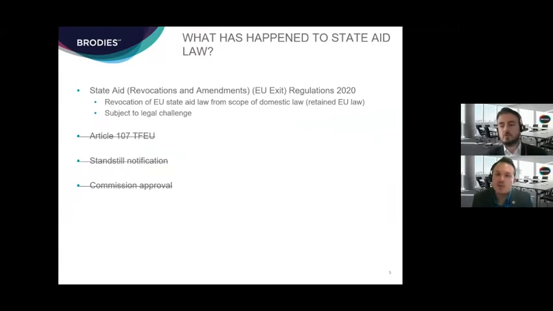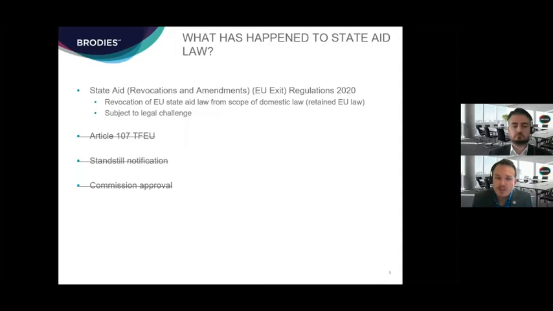Thanks, Charles. So, as you probably know, the EU Withdrawal Act did a lot of copy pasting of EU law into UK law when the UK left the EU right at the tail end of 2020. That's subject to the ability of Parliament and in some cases ministers to amend or repeal certain EU law as it was retained within the UK. And one of those areas of repeal or non-retention was EU state aid law. So what has happened to state aid law? It has been revoked by the regulations that you see on the screen there.